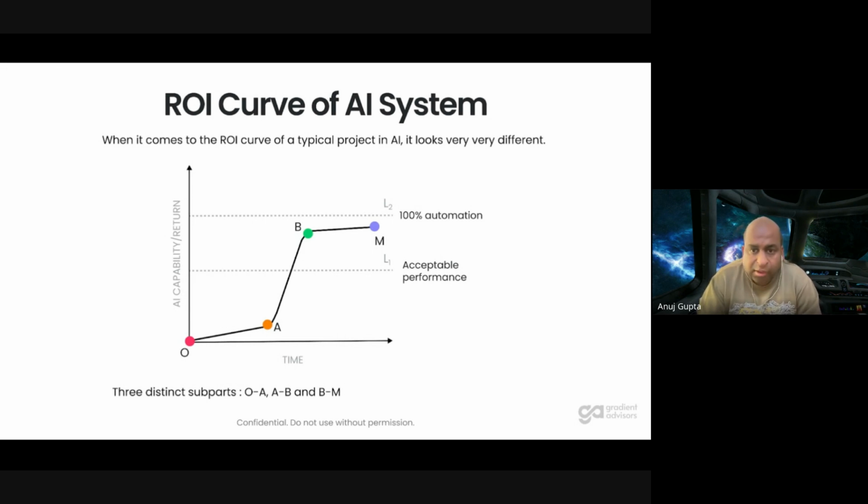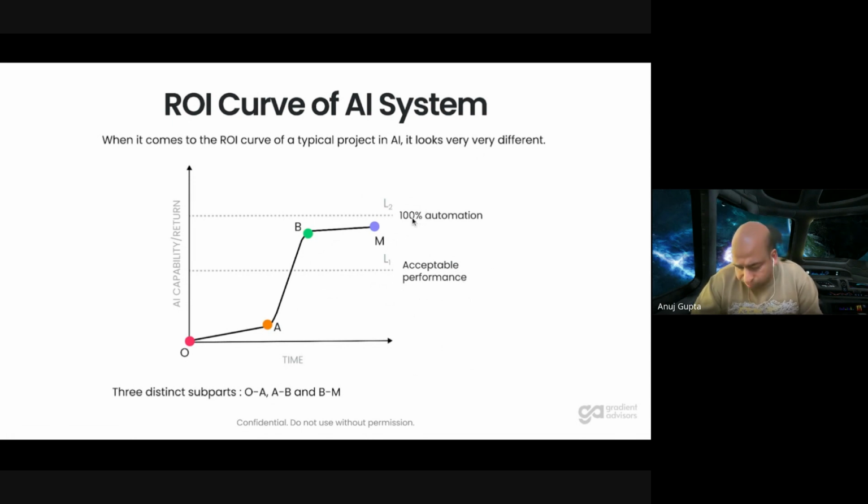The point is, there are fundamental aspects of AI because of which the way the curve behaves is very, very different, right? The way we are going to study this, we are going to break this curve into three distinct parts: O to A, A to B, B to M, and we'll try and understand this entire curve in greater detail. Okay. L1 is the acceptable performance. So this is the threshold when we believe that the system is good enough, we can take it to the market, where we can take it to the end users, or the predictions of the system can be shared and can be consumed by the end users.